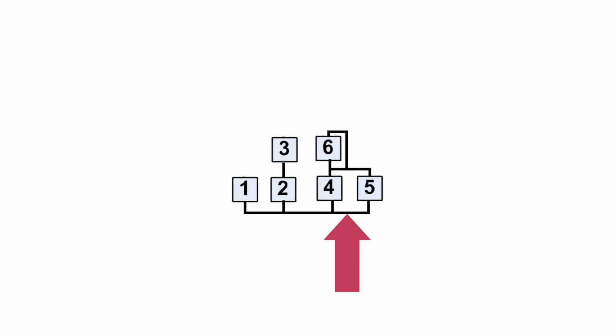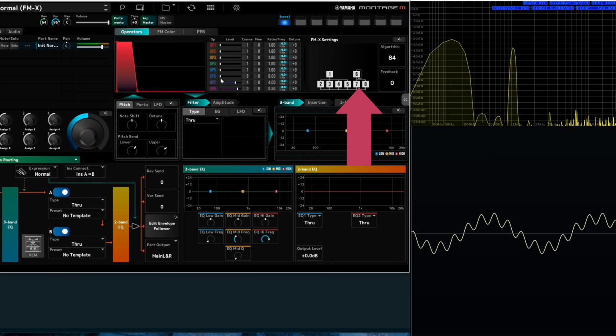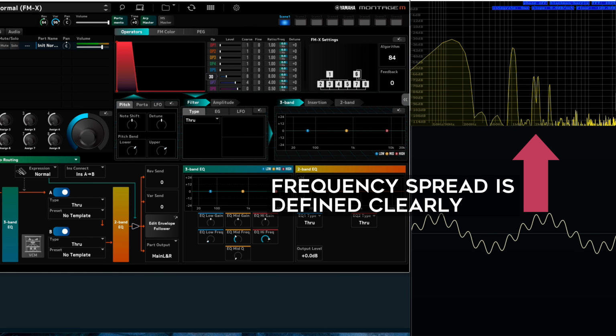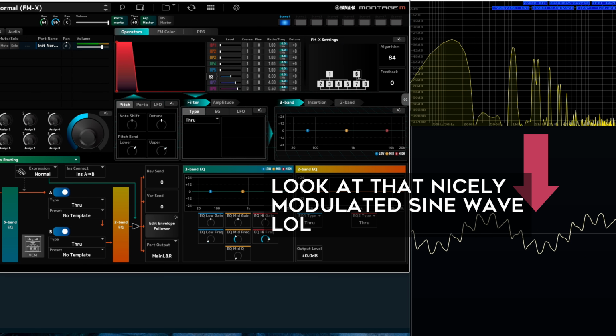Here, it's the opposite case. Two carriers are modulated by one common modulator. This means we also get a bigger than usual spectrum of overtones, but because it's based on two carriers, we get an overtone range based on those carriers, which means the resulting sound is not as bright as the one using two modulators on one carrier.